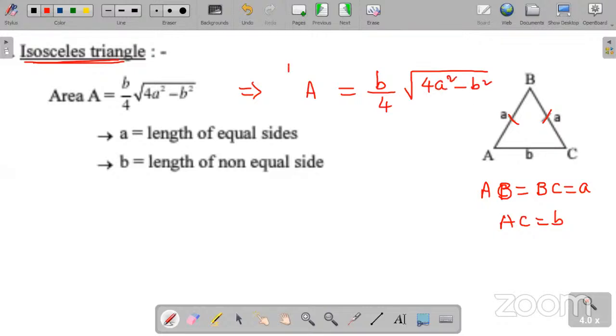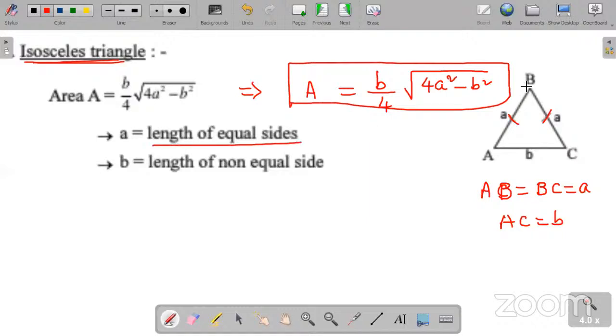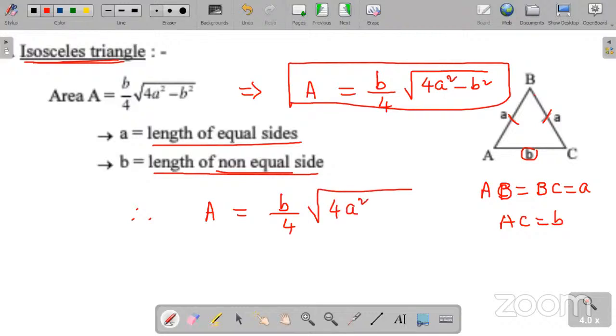So remember this formula. Here, a is the length of the equal sides, and b is the length of the non-equal side. b is not equal to a. So b is called the non-equal side, whereas a is called the length of the equal side. Then the formula for the isosceles triangle is area equals b by 4 times under root of 4a square minus b square. With the help of this, you can calculate it.